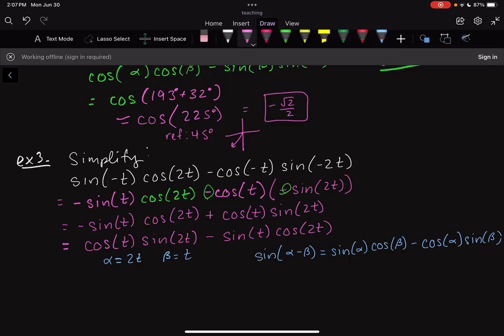So I can write it as the other side of the identity and just say sine 2t minus t, which simplifies to sine t. And that's what we wanted for this one. So we just simplified this one, but we had to use the identity to do it.